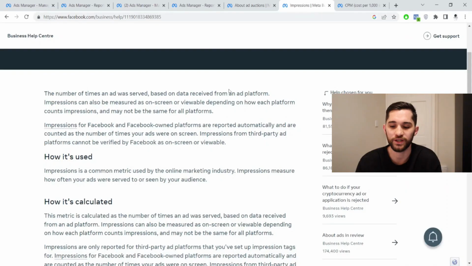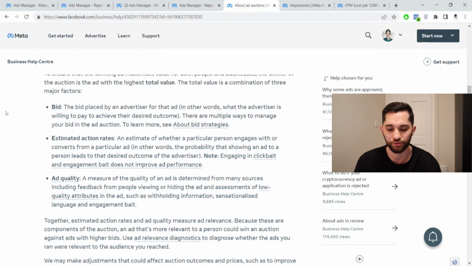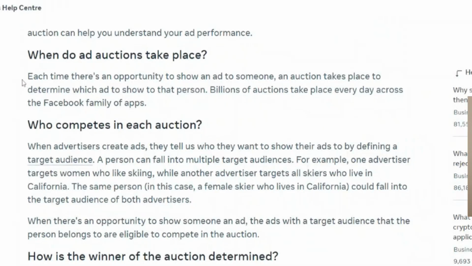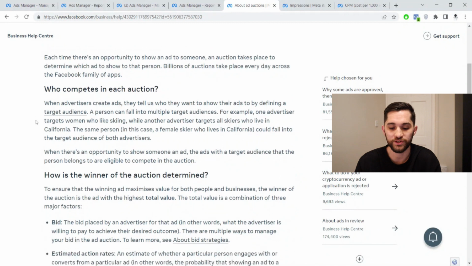The interesting part here is how your CPM actually factors into the ad auctions. So this is where your ad is going against thousands of other ads that are aiming for the same audience, and Facebook will run that auction automatically based on a few factors, and I want to show you what those factors are. Again, another Facebook help document about auctions. When do auctions take place? Each time there's an opportunity to show your ad to someone, an auction takes place to determine which ad will be shown to the person. Billions of auctions take place every day across the Facebook family of apps. So who competes in the auction?